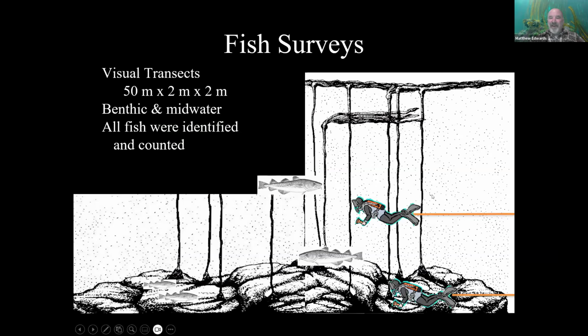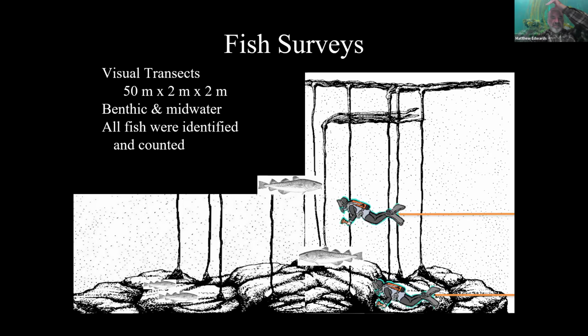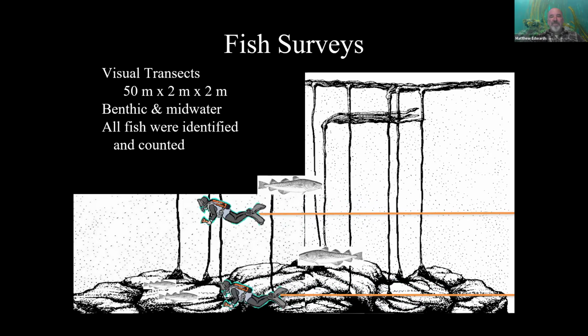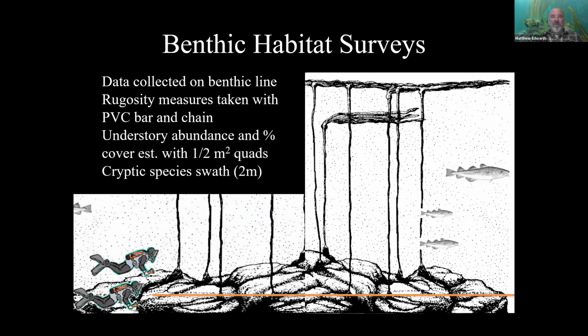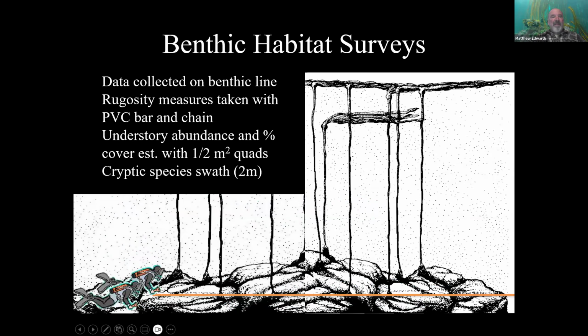And this is a nice little video that Terry made where the two divers would go. One diver would survey the benthos, one would do the midwater, and we'd do these long 50-meter transects, and you'd swim a box 2 meters by 2 meters wide to get an estimate of the fish density. And then all fish were identified and counted. So the divers would go along swimming the kelp forest, which would generally make the fish disperse. You'd reel up one of the tapes, the fish would go away, and then the divers would continue along the bottom transect, and they would look at the rugosity, the topography of the bottom, using a bar and chain.